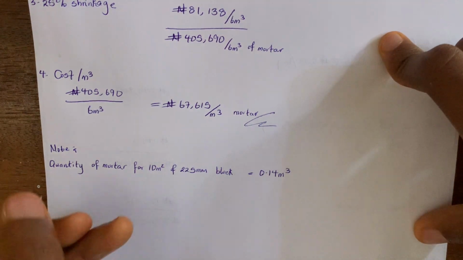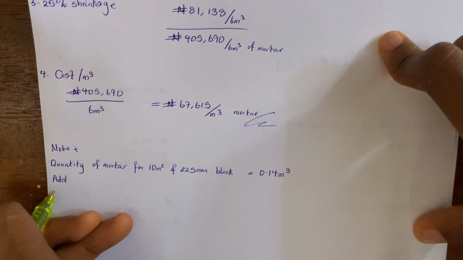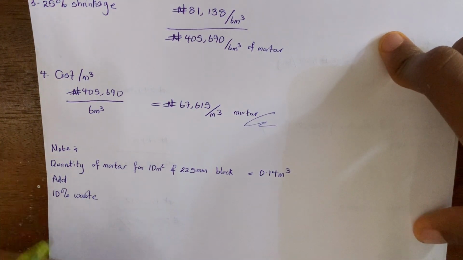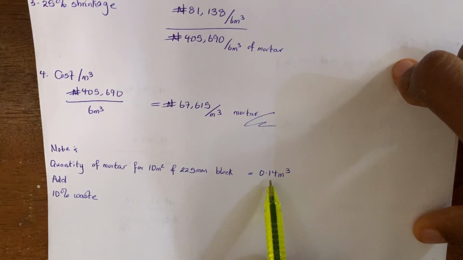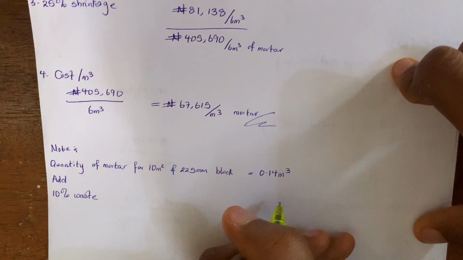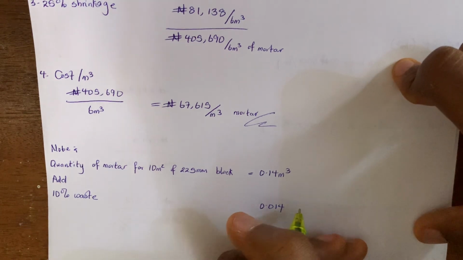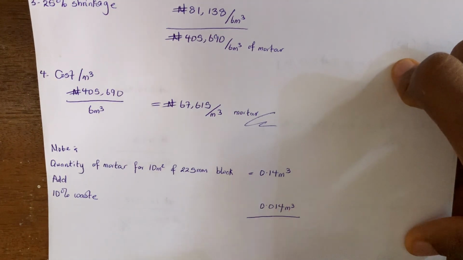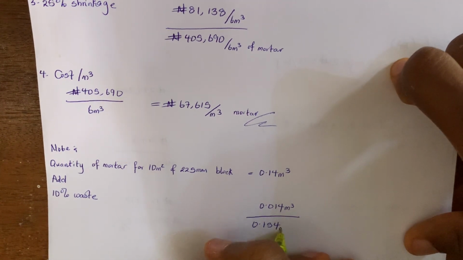So we'll now add 10% waste on the mortar. So 10% waste on this quantity of mortar will now become what? 10% of 0.14 is 0.014. So when you add the two together, we're going to be having 0.154 meter cube.